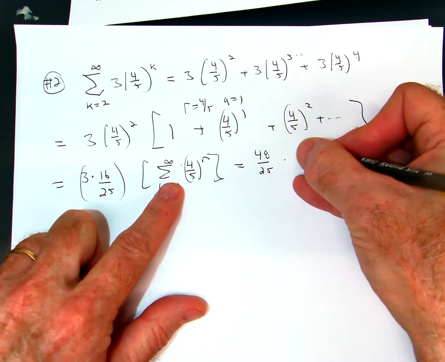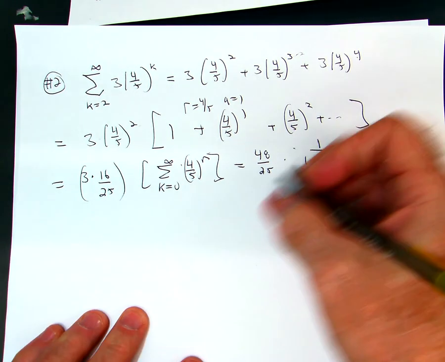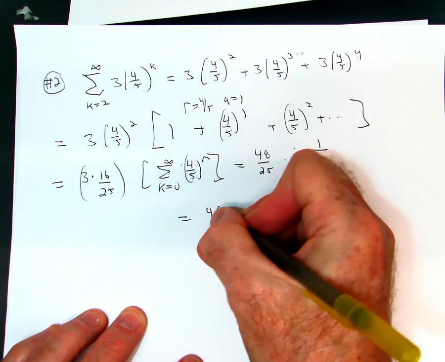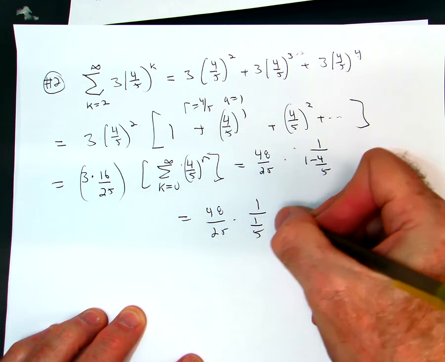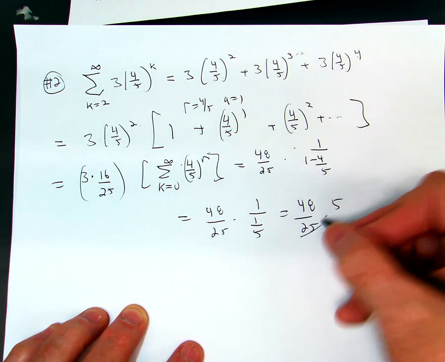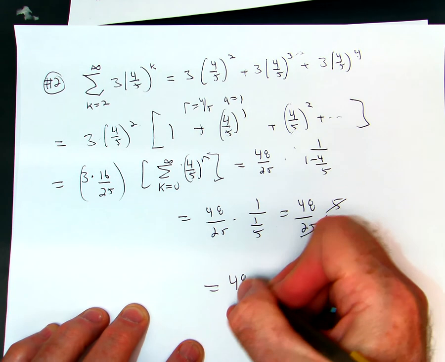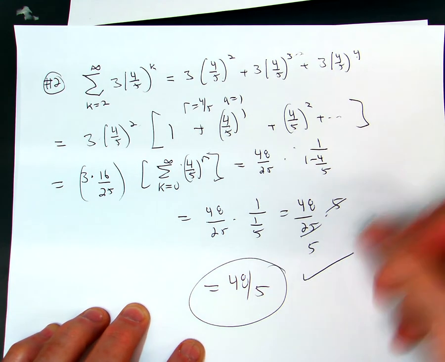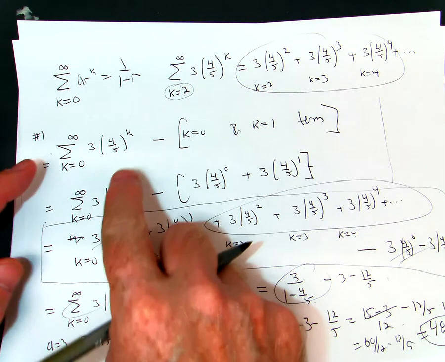This is going to be equal to 1 over 1 minus 4/5. That's equal to 48 over 25, 1 over 1/5. 48 over 25 times 5, cancel. I get a 5 in the bottom, and I get 48 over 5, which was the same answer that I had before.